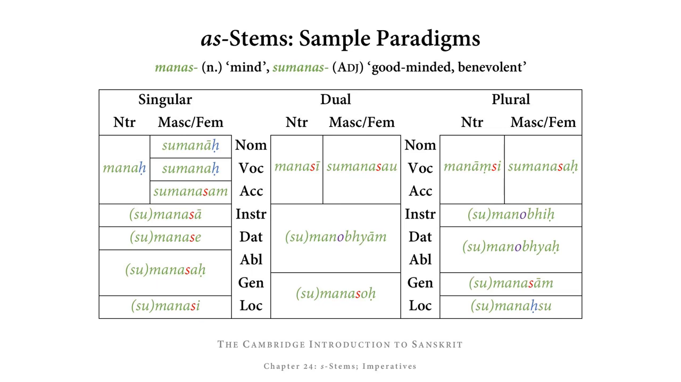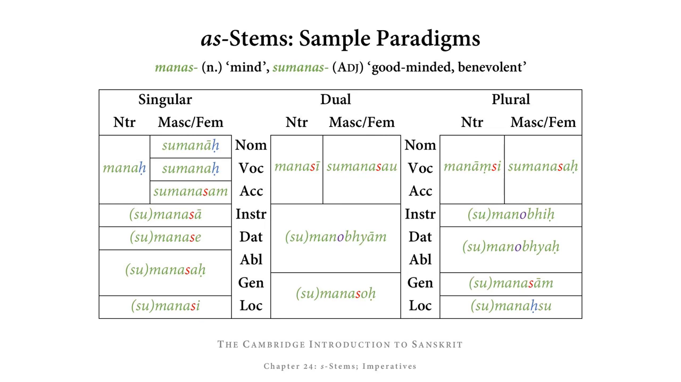Then in the dual, we have in nominative, vocative, accusative the ending i that we already encountered, for example, in the dental stem jagati, two worlds. So here we have manasī, two minds. And in front of this i, the as again remains unchanged. Then in instrumental, dative, ablative, we have the ending bhyām, which begins with a voiced consonant, bh. And in front of this voiced consonant, the as changes into o, and therefore we have manobhyām.